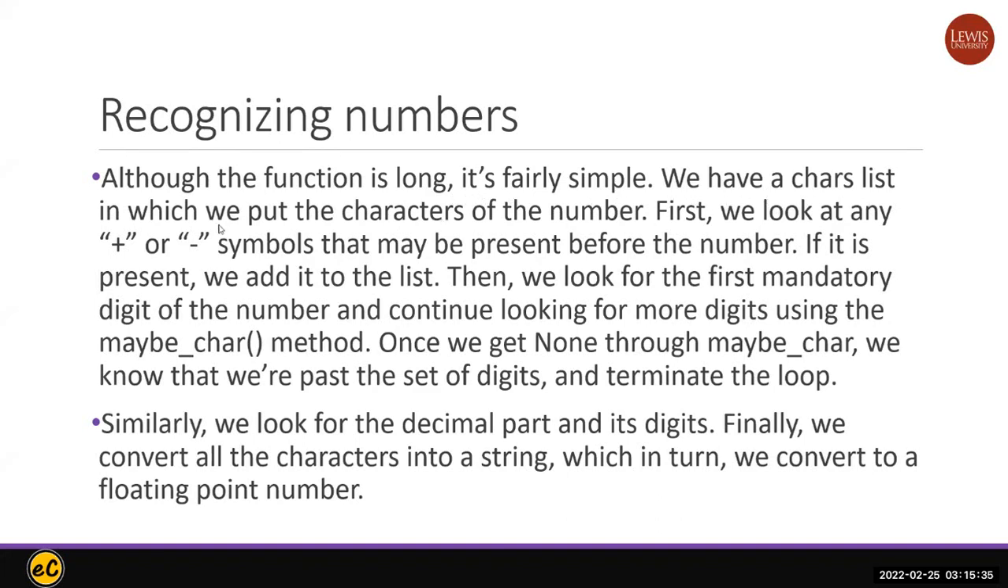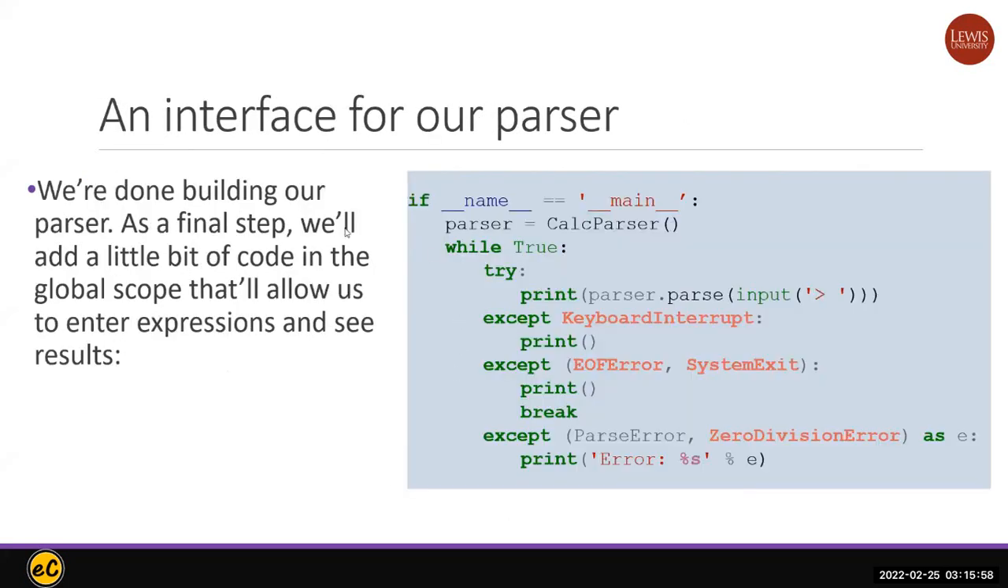We have the character list in which you put the characters of the number. We look at the plus or minus sign, and that's the first one we add into our character list. Then we look at the so-called integer part, then the decimal point, and then the fractional part. And then we convert it to a floating point number.